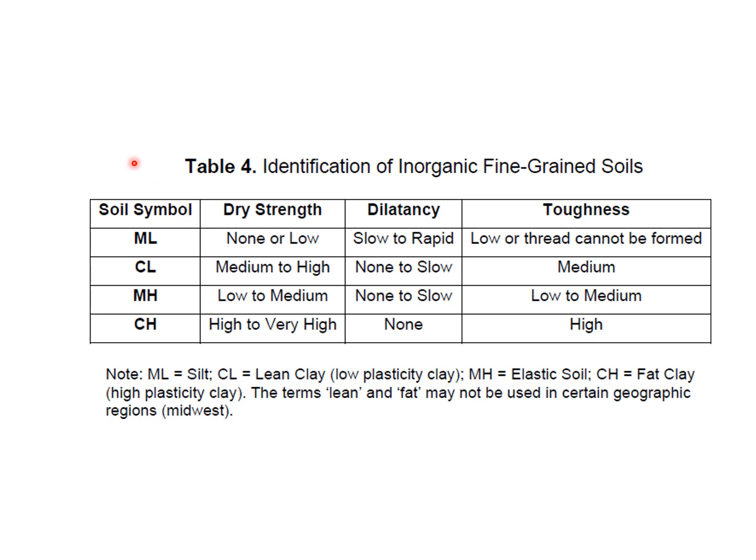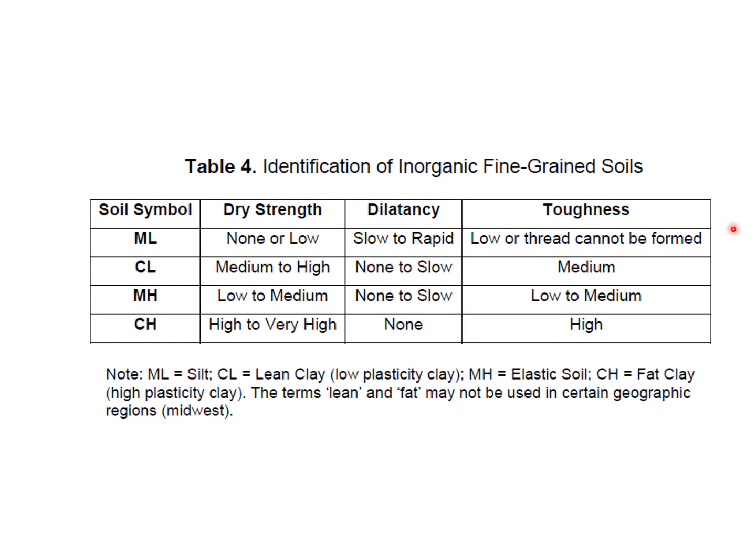Here you would find Table 4, identification of inorganic fine-grained soils. Look at the symbols ML, CL, MH, and CH, and you are familiar with these symbols. Dry strength: none to low, medium to high, low to medium, high to very high for ML, CL, MH, OH, CH. Similarly, dilatancy: for ML, slow to rapid; for CL, none to slow; for MH, none to slow; and for CH, none.